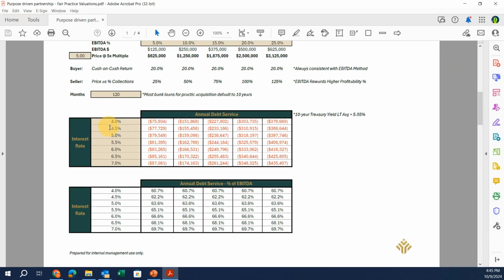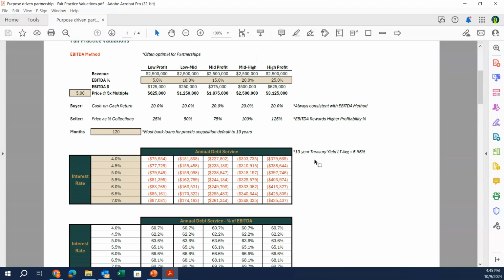Interest rates, at least today, I think it's reasonable to call 4 to 7% a reasonable range. While we have some clients with loans on the books under 4%, I'm not sure that we'll ever see that again in my working lifetime. And note over here to the side that the 10-year Treasury yield long-term average is 5.85%. That is the market that drives 10-year banknotes. So, many historical or long-term averages are probably in this range here, 5 to 6%.